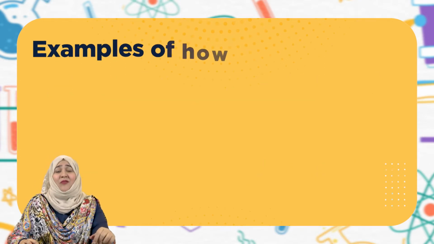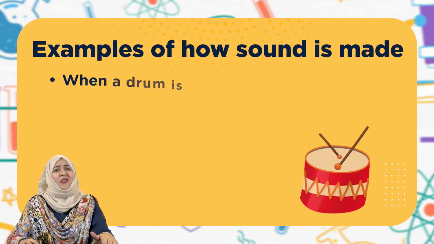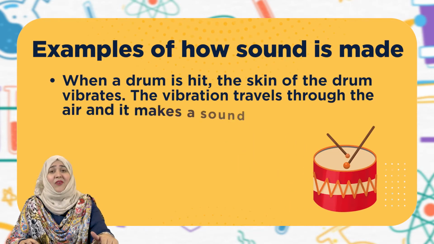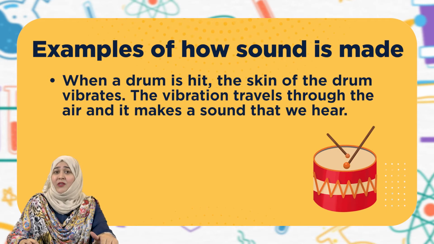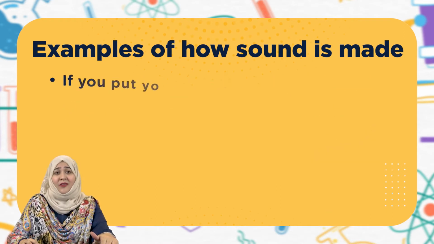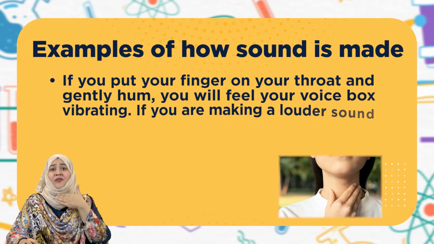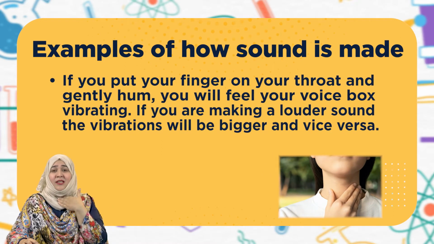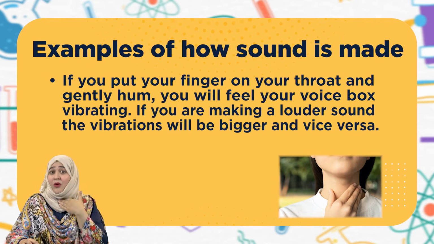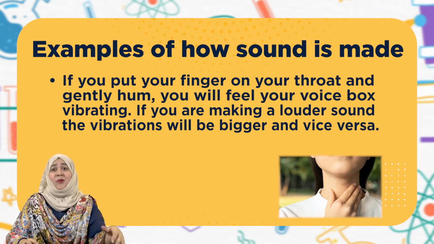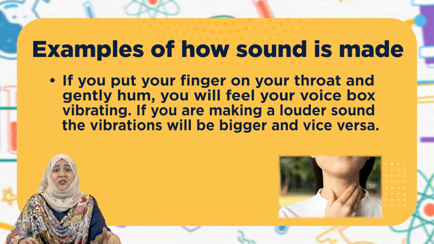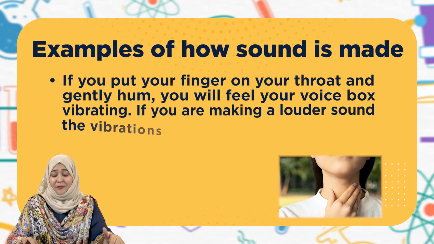A few examples of how sound is made. When a drum is hit, the skin of the drum vibrates. The vibration travels through the air and it makes a sound that we hear. Another example would be, if you put your finger on your throat and gently hum, you will feel your voice box vibrating. If you're making a louder sound, the vibrations will be bigger and vice versa.